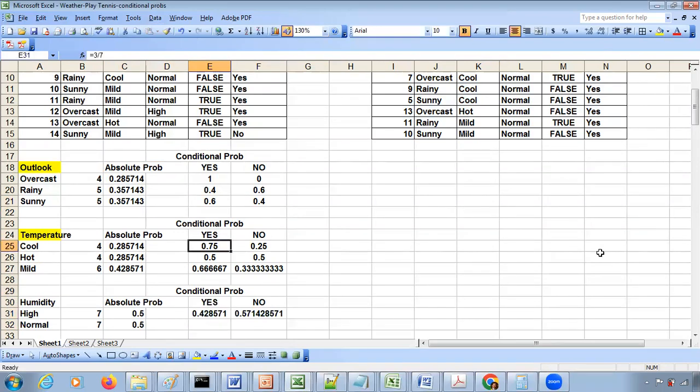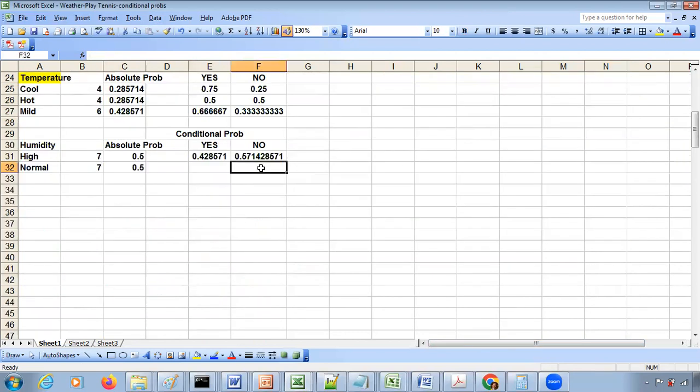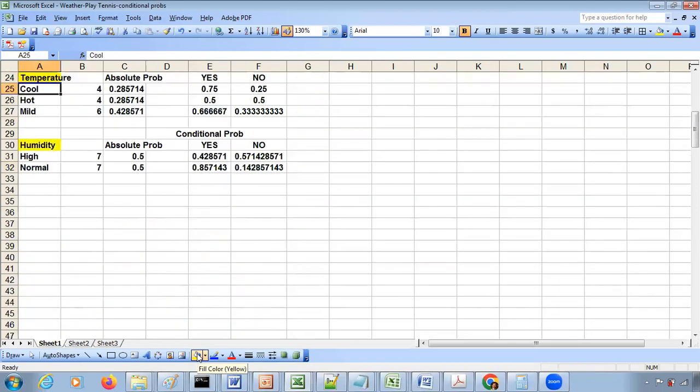Then out of the 7 normal records for humidity, you have 1 no and 6 yes. So it's going to be 1 out of 7 no and 6 out of 7 yes. We're done for humidity. So now we'll do windy.